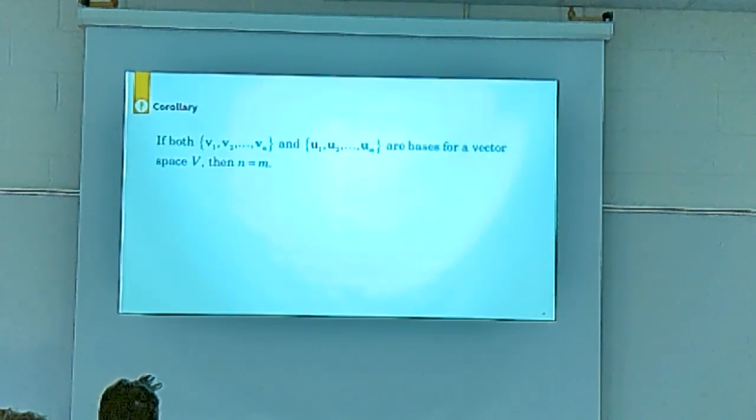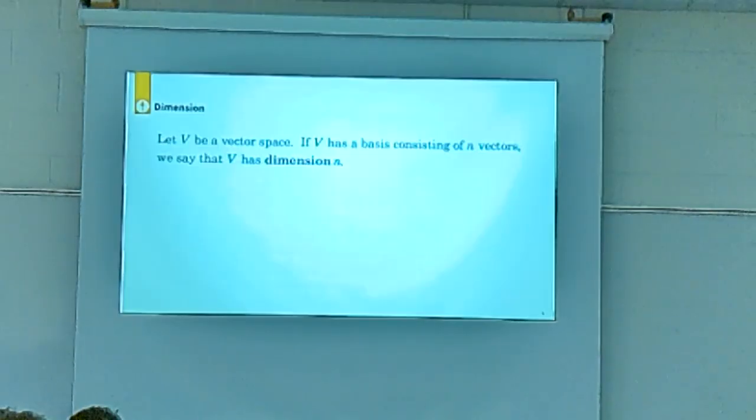Well, that's interesting. So the number of vectors it takes to form a basis is always the same for a vector space, so why don't we define that? We call that the dimension of the vector space. And so the dimension of a vector space is just the number of vectors contained in a basis. And as the previous corollary just stated, every basis has the same number of vectors.